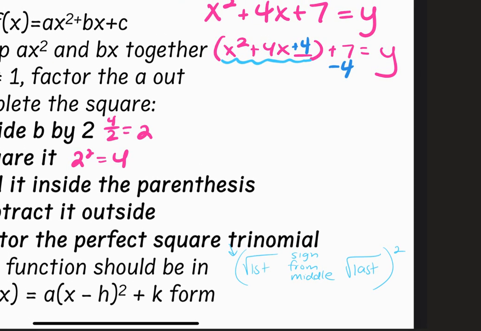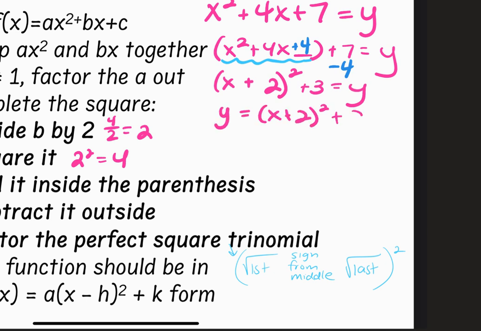So if I go back up to the top, I would square root the x squared, I get x. I would square root the 4, I get 2. I take the sign from the middle, it's a positive sign, put it in the parentheses, and square it. And you have to add 3. Yep, then I'm going to do 7 minus 4, which is plus 3 equals y. So depending on what your goal is, you may leave it like that. If I wanted to graph this parabola, I could graph it from here, right? What would this parabola look like?